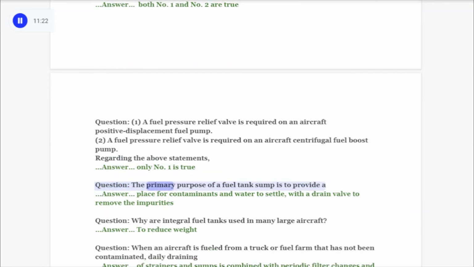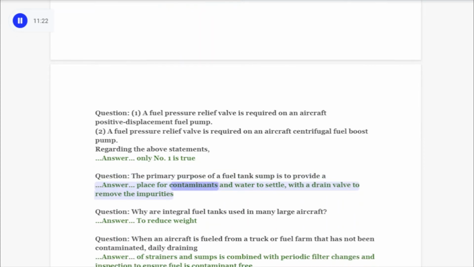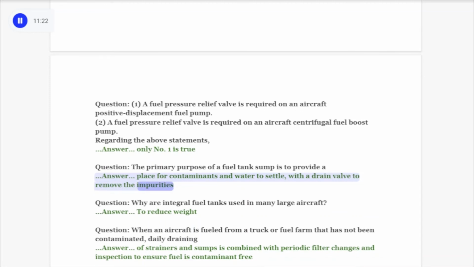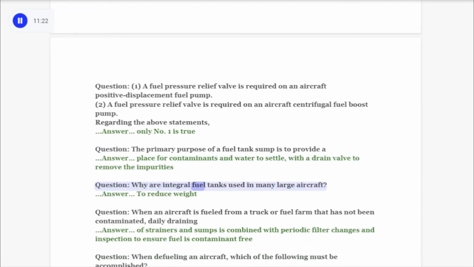Question: the primary purpose of a fuel tank sump is to provide a place for contaminants and water to settle, with a drain valve to remove the impurities. Question: why are integral fuel tanks used in many large aircraft?